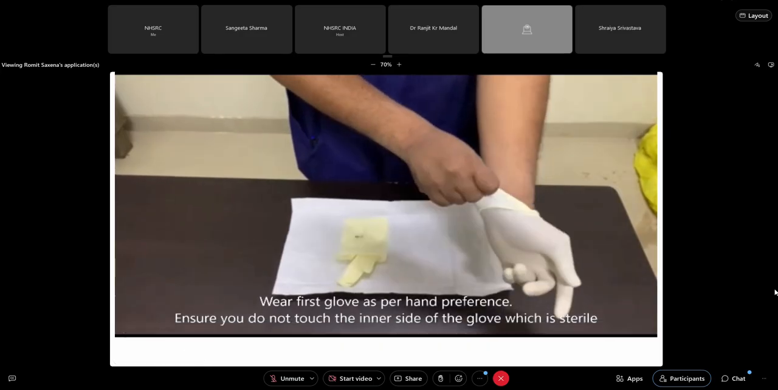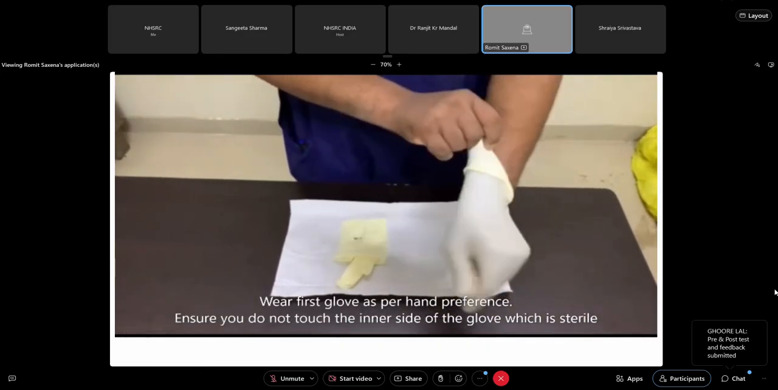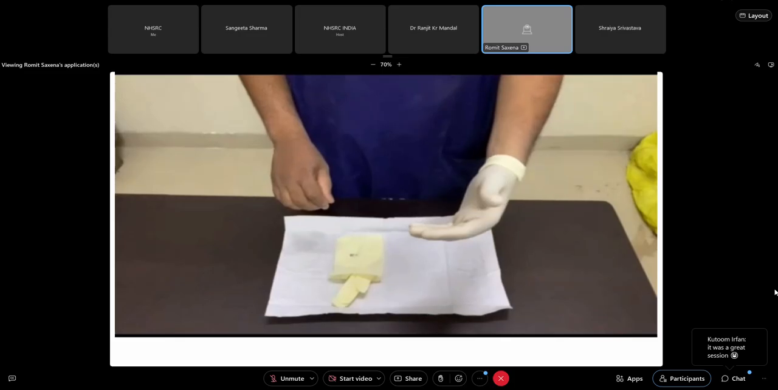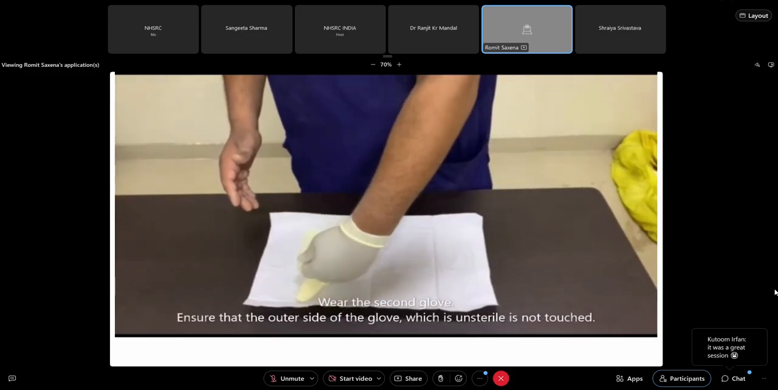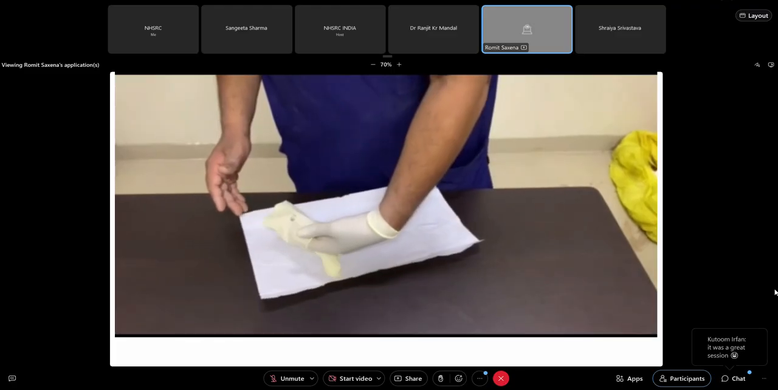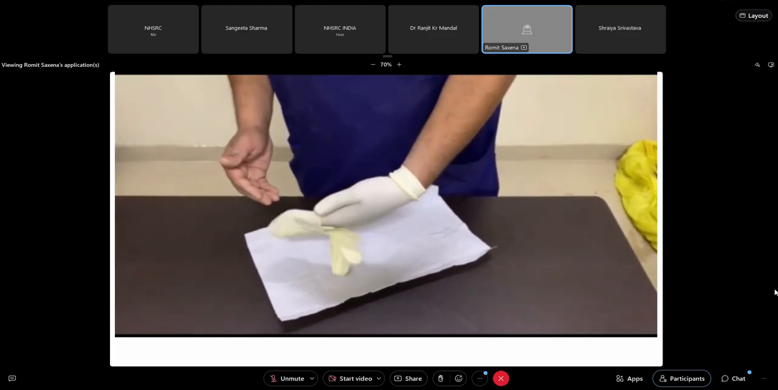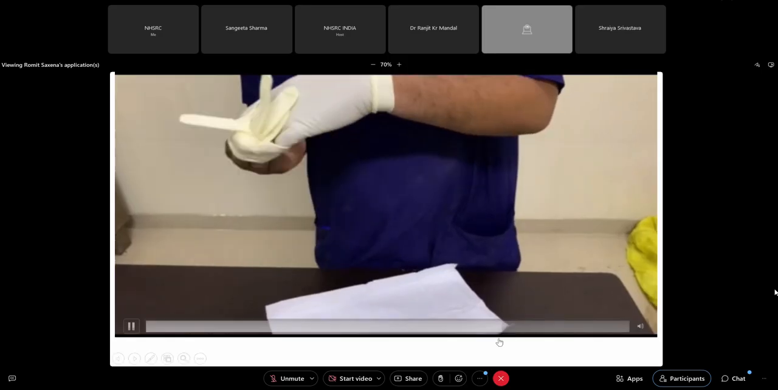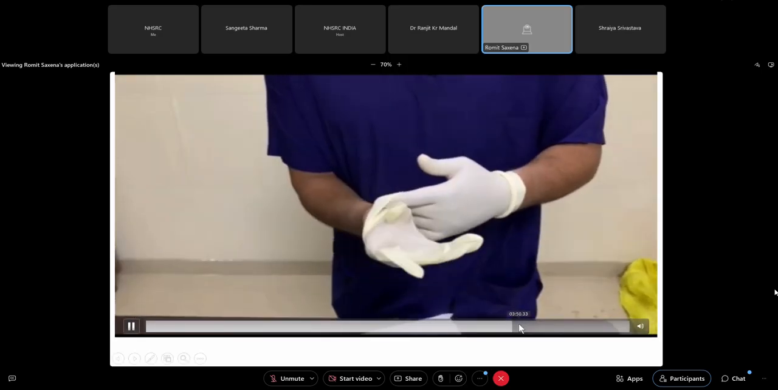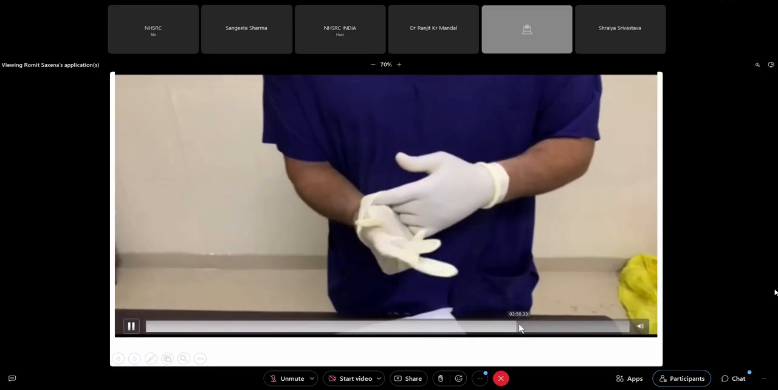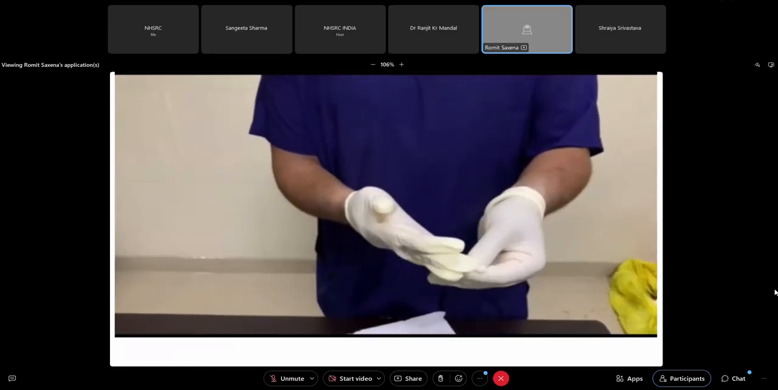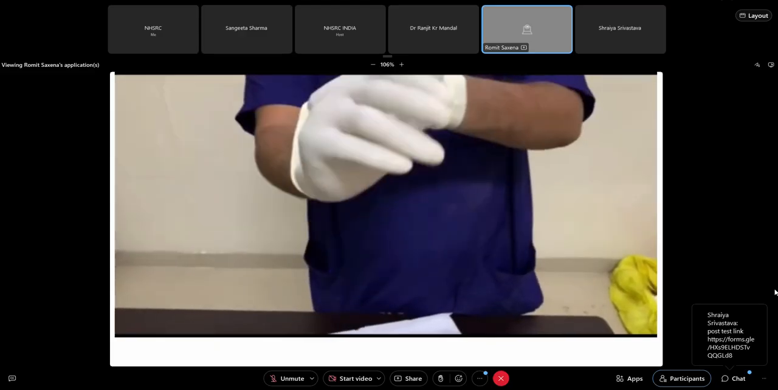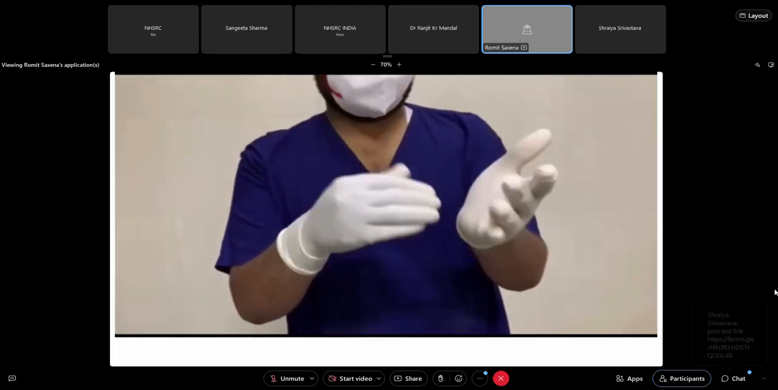Then see how he's putting it on. He's not touching the inside of the gloves. He's only touching the folded portion. Then he insinuates the hand in the sterile part of the glove so that the outer part is not touched. And then he insinuates his hand inside, and see how he's wearing it. What is important is, as you can see, he did not touch the inside portion at this part, which is unsterile. And now your hands are sterile.